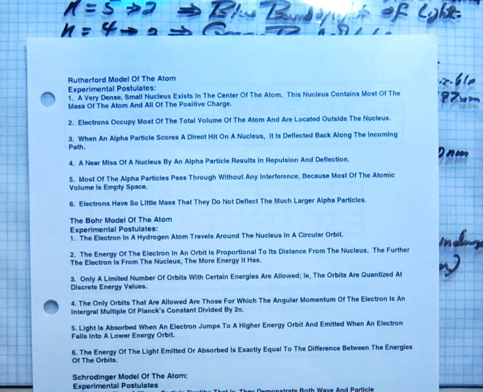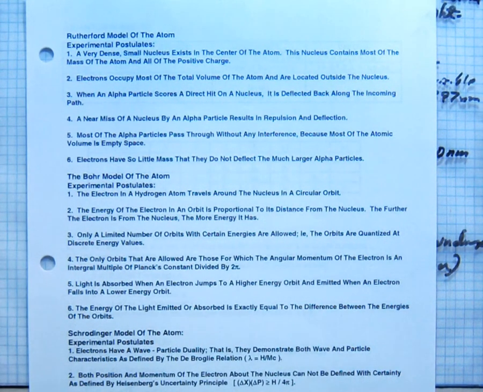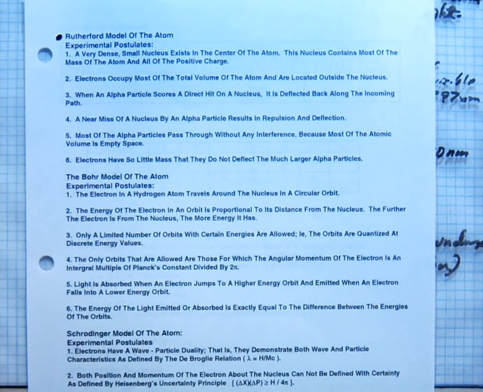Here you will need these, but we will develop them as we go along. These are postulates that associate with the various atoms. Now these again are already printed in your outline. The top one up here is the Rutherford model, and it goes down to right here. We're going to develop these just as we go along.